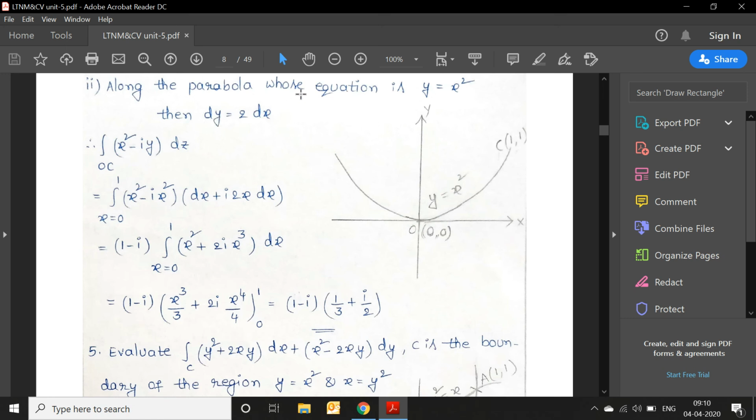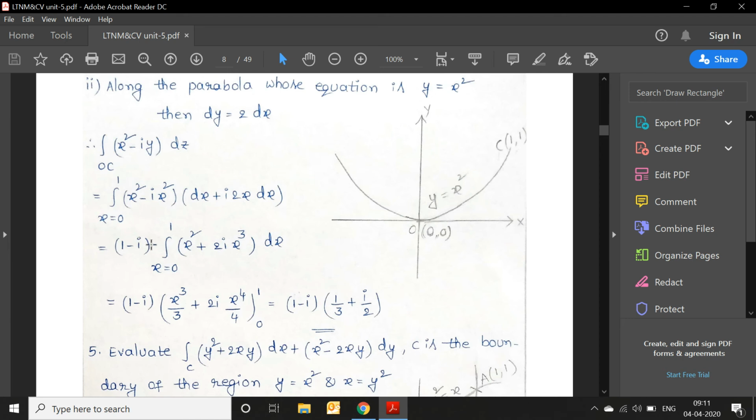Along the parabola whose equation is y equal to x square, dy is equal to 2x dx. Along OC, this is a curve, so that's why we call it OC. Y is equal to x square. We are substituting y equal to x square in the integrand, x square minus iy dx plus i dy. So x limits are 0 to 1, that is x is equal to 0 to 1.